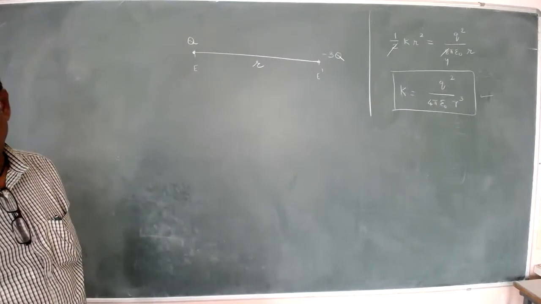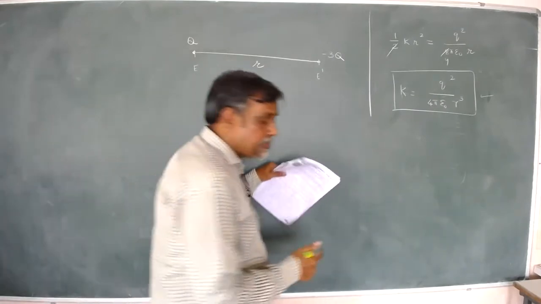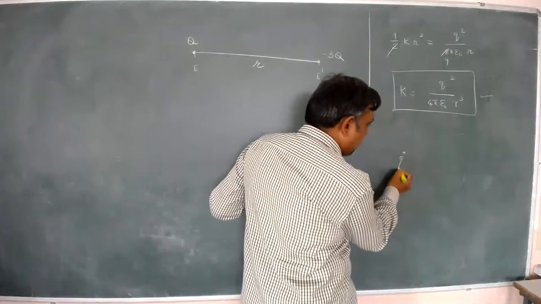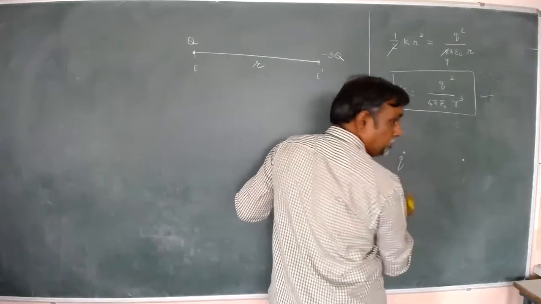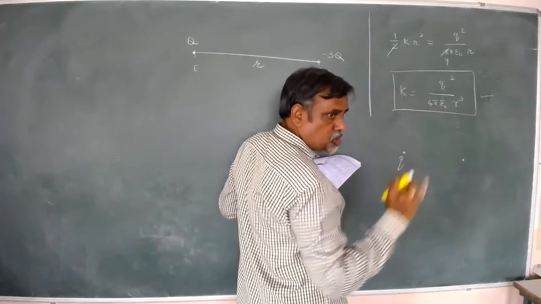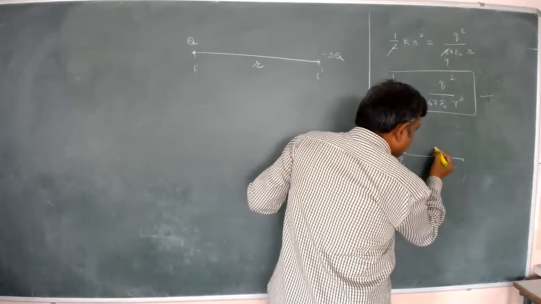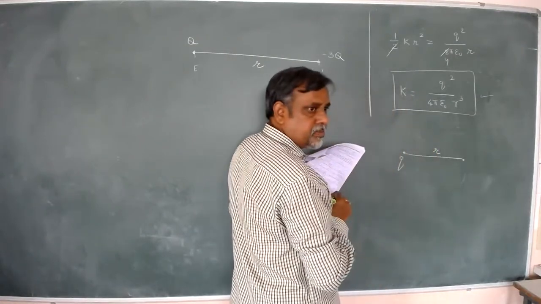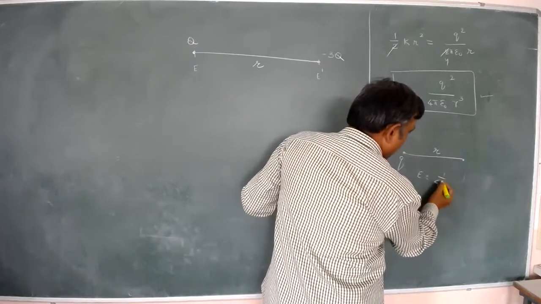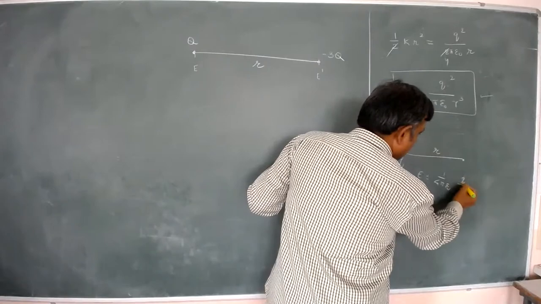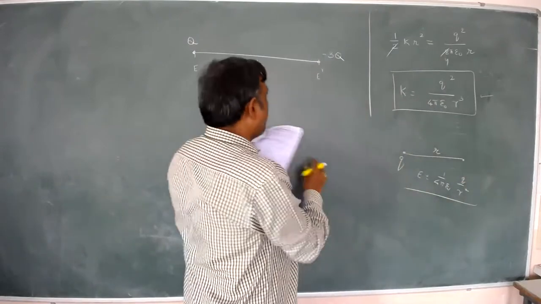Coulomb's inverse square law, the electric field for a point charge. What did you notice? If you take any electric charge here, and a point is at a particular distance r, what is the electric field? So electric field E is equal to 1 by 4 pi epsilon naught q by r square. This we know. This you need to apply over here.